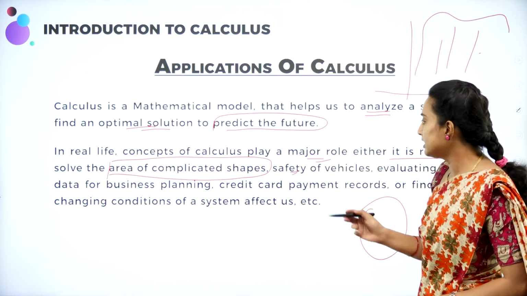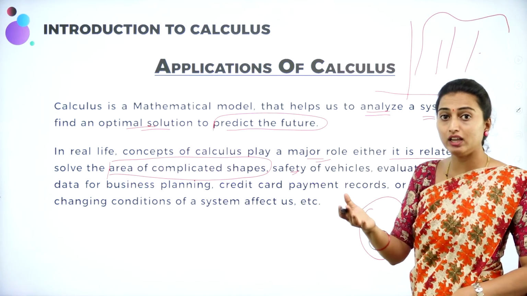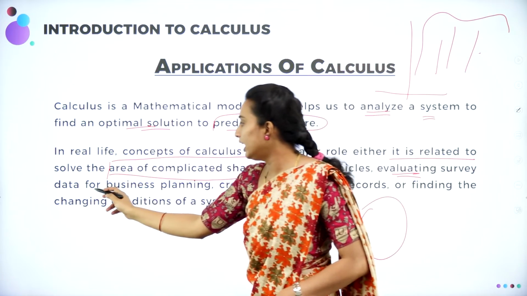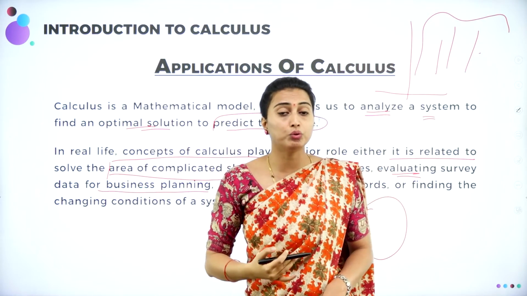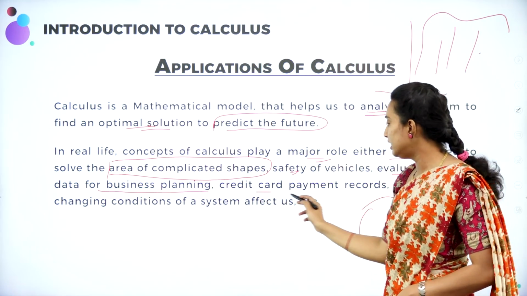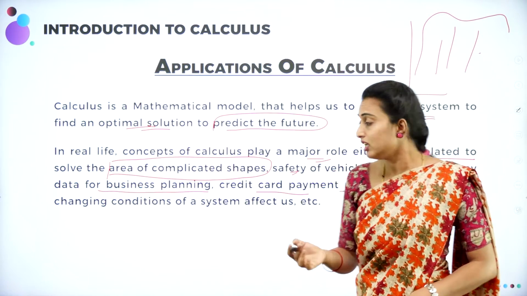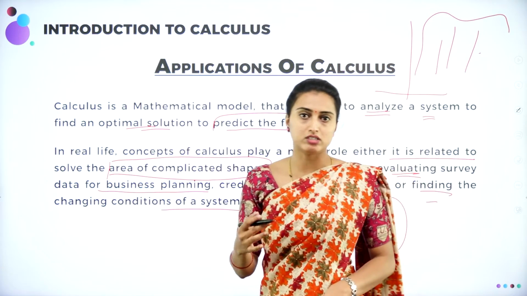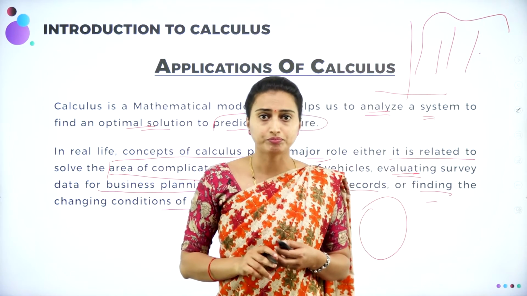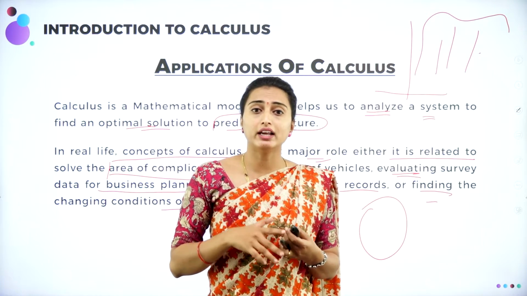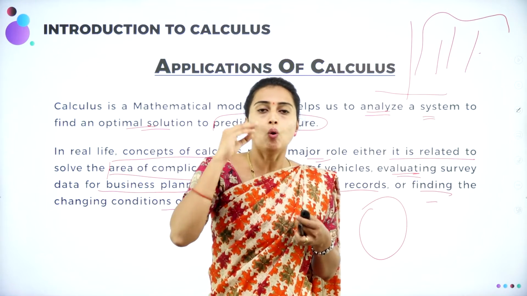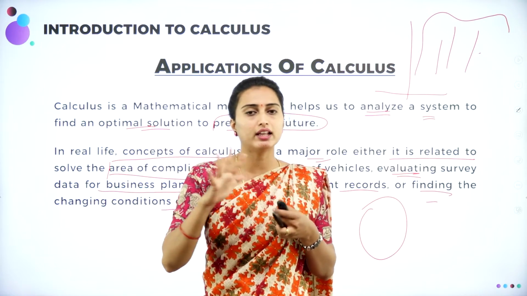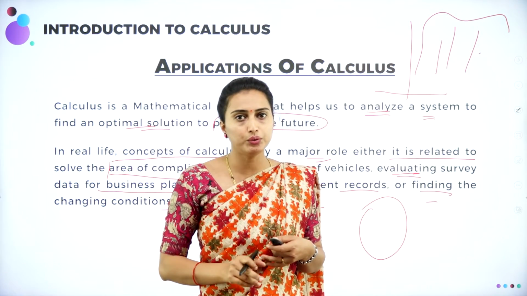Next, the safety of vehicles also uses integral calculus, as does evaluating survey data for business planning. Surveys are done by integral calculus only. Then credit card payment records, right? And then finding the changing conditions of a system which affect us, that means changes in the environment. Here we calculate the change in the environment with respect to another variable, one dependent on another variable. That is nothing but differentiation. Integration means the calculating part.